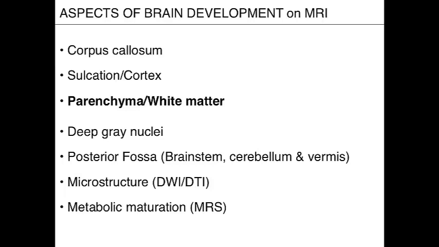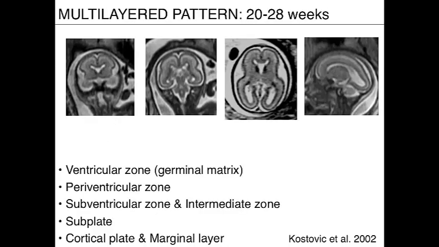I'll switch now to looking at the parenchyma and white matter. And in the fetus, it's important to realize that the developing parenchyma is actually heterogeneous on the T2 weighted images up until about 28 weeks. And this is really due to the fact that with the T2 weighted images and T1 weighted images, we can see different developmental layers within the fetal brain.